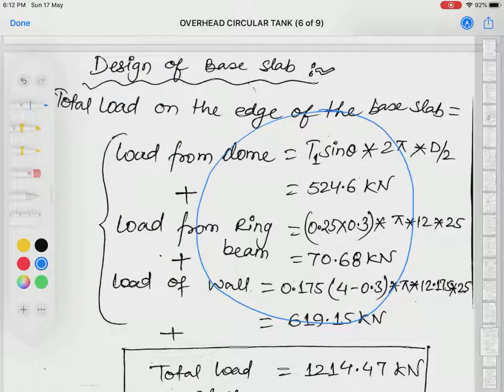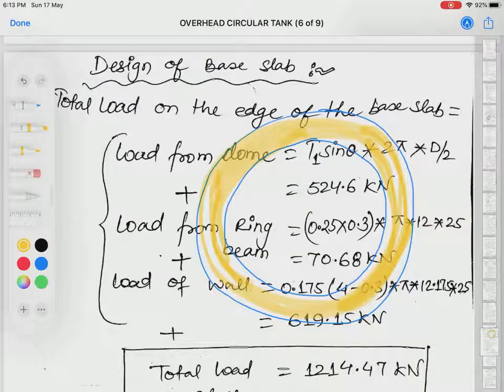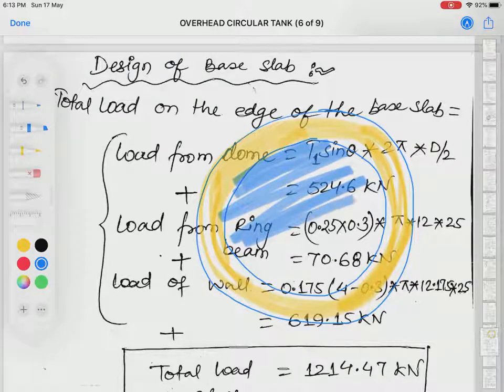Actually the loads will come in two sets. The first set of load is going to come on the edge of the base slab. If this is the external diameter of the base slab and this one is the internal diameter of the base slab, so the one set of load is going to come on the external edge on which the tank wall is made, and then another set of load is going to come within the internal diameter of the base slab.